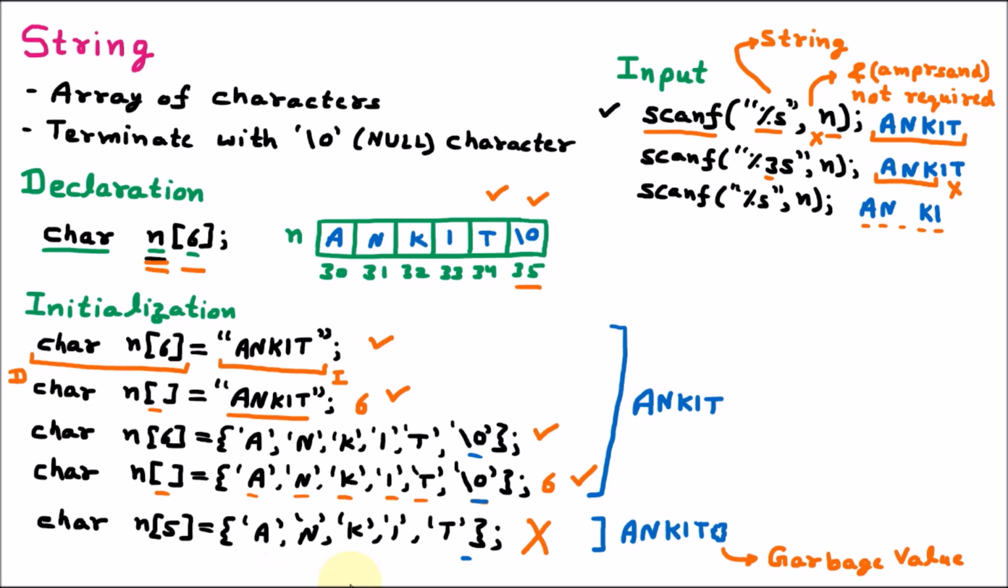Whenever we are using the scanf statement, whenever the first space is encountered, only the string before that will be considered and the rest of the string will be discarded. That means only "an" will be taken as the input. So that is the major disadvantage.